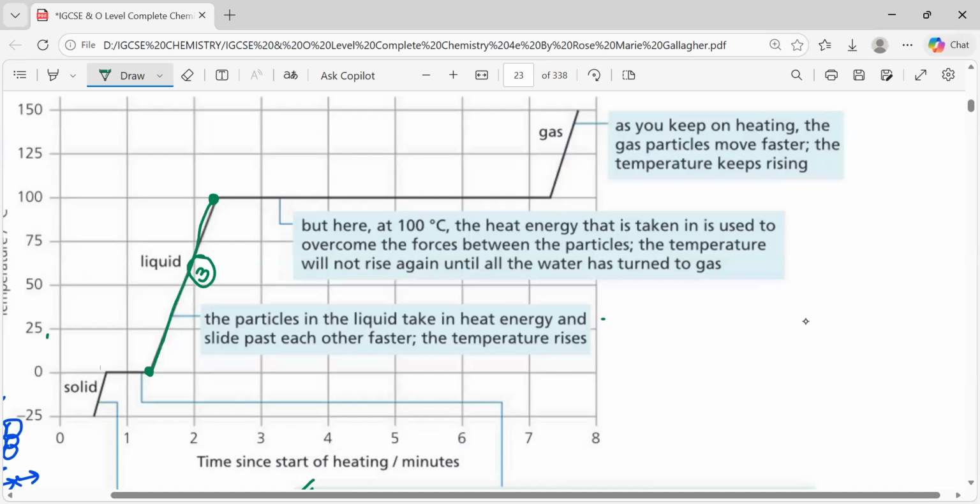I told you a concept of kinetic energy. Recall that concept and then tell me what will happen when you heat the liquid. The kinetic energy will get faster, and the particles will move faster. We can say kinetic energy will increase.